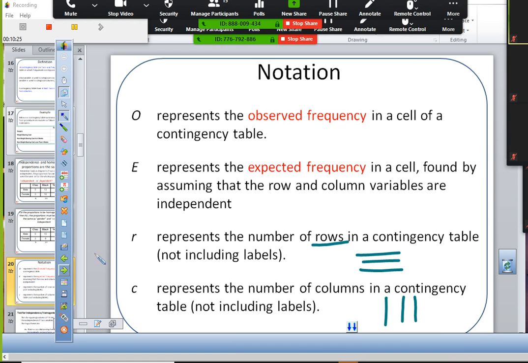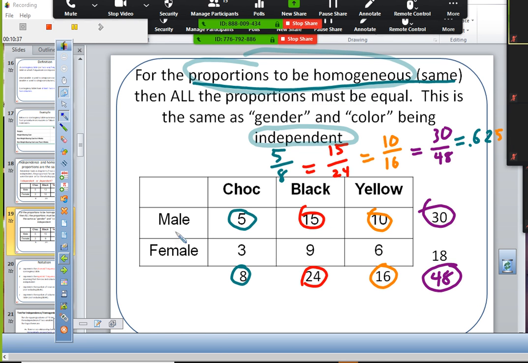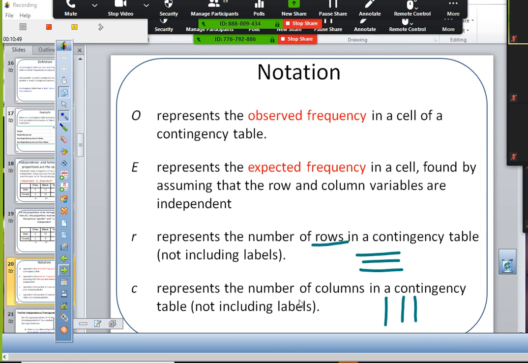All right, so here's some familiar notation. O again represents the observed frequencies, E represents the expected frequencies, and R represents the number of rows you have. In this last one, we had male, female, so we have 2 rows. Chocolate, black, yellow, we have 3 columns. So C is our number of columns. So again, that makes sense, right? C represents the number of columns, R represents the number of rows.